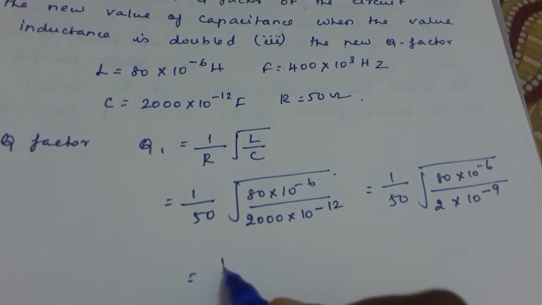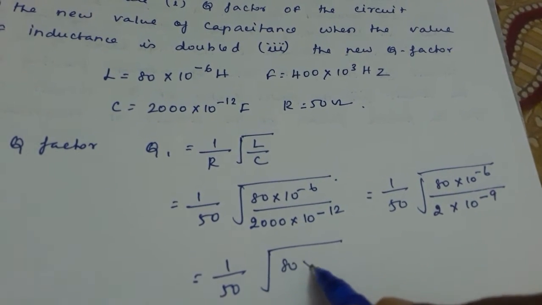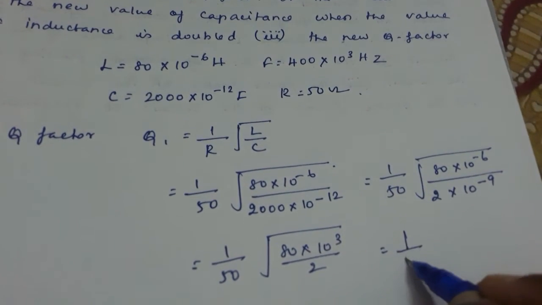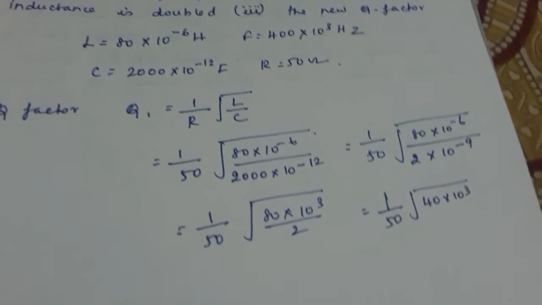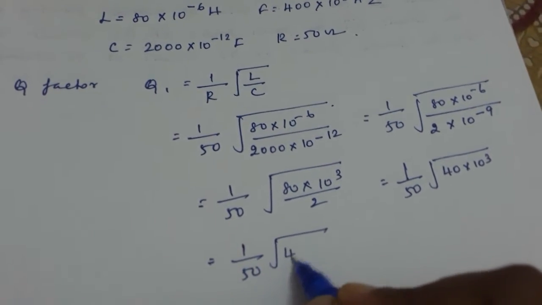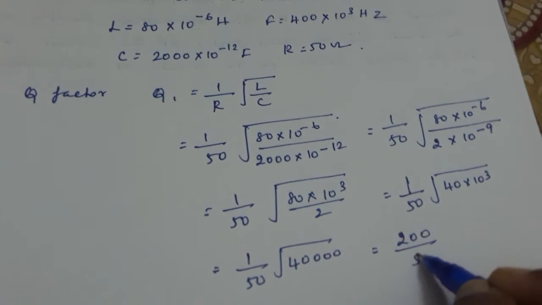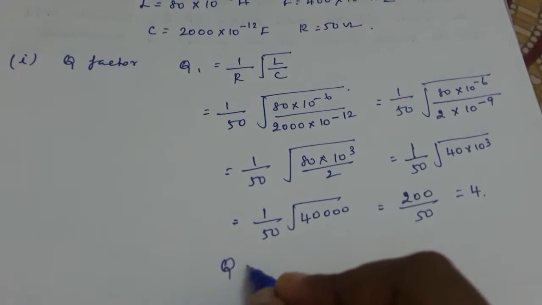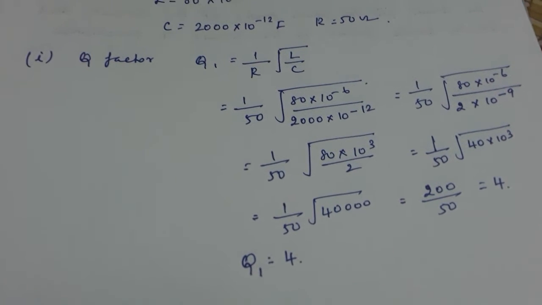Okay. So 1 by 50 into root of 80 into 10 raised to 3 divided by 2, which is 1 by 50 into root of 40 into 10 raised to 3. 40 into 10 raised to 3 is 40,000. So 1 by 50 into root of 40,000. Root 40,000 is 200. So it is 200 by 50, which is equal to 4. So the Q1 value you have got is 4.